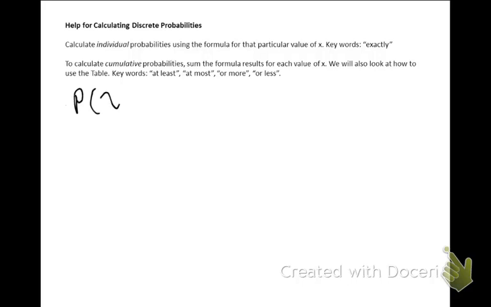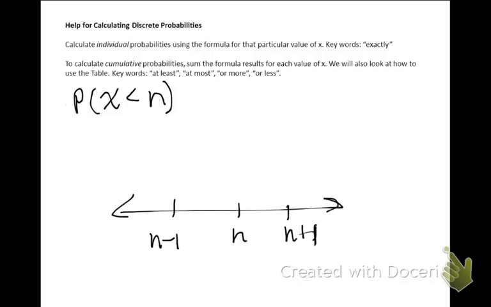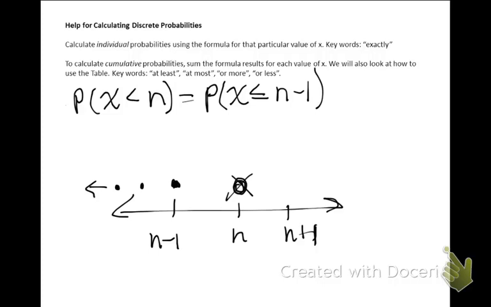Let's say you start with the probability that x is less than but not equal to some value n. So if you're less than it but not equal to it, you're actually starting at n minus 1 and then finding probability smaller than that. So when you work this out, you need to work it out as the probability that x is less than or equal to n minus 1, because you never actually equal. It's an open circle on the n. You don't start there, you start at the n minus 1.